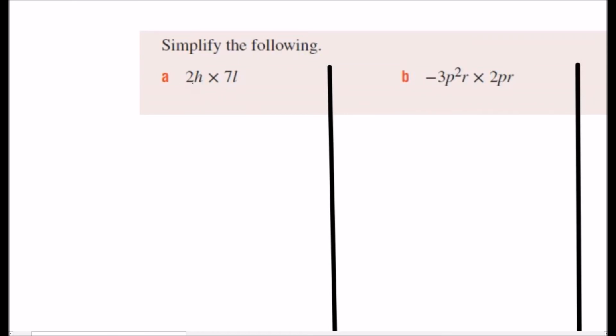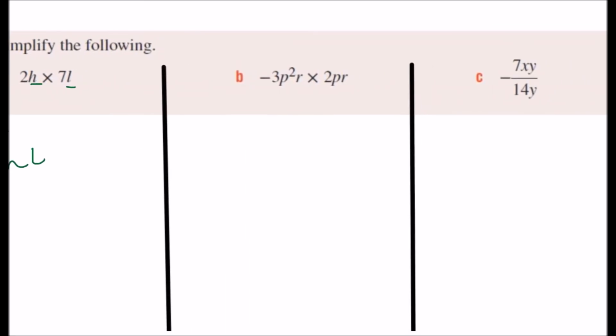So in this case, 2 and 7, if you multiply them, will become 14. And then all you have left over are H and L. But remember, you can only add together the letters that are the same. H and L you can't add, so you're left with HL. Okay, 14HL for that one.